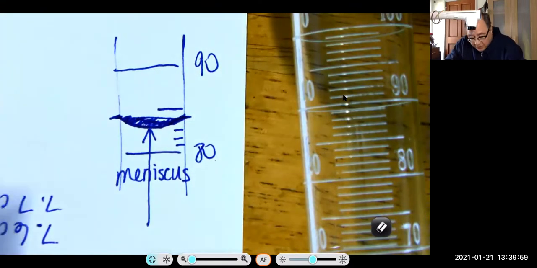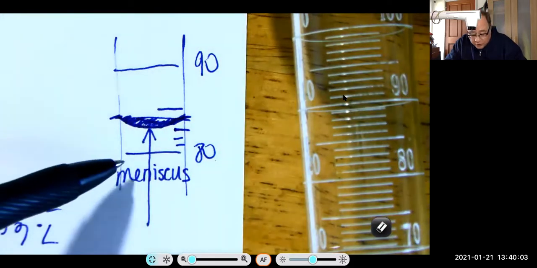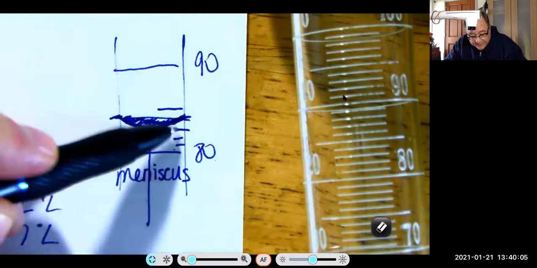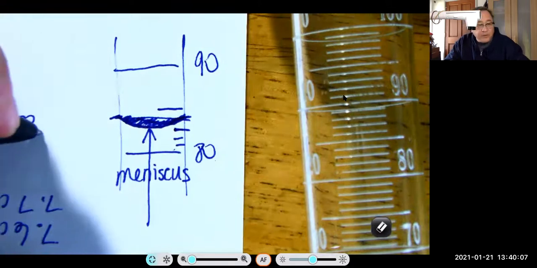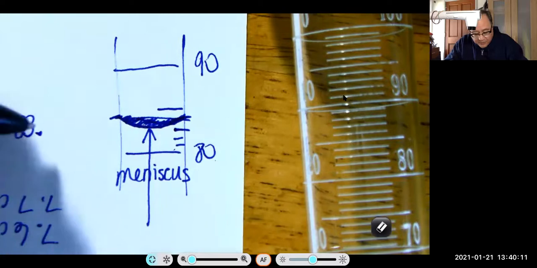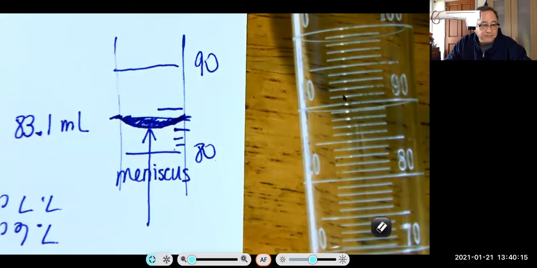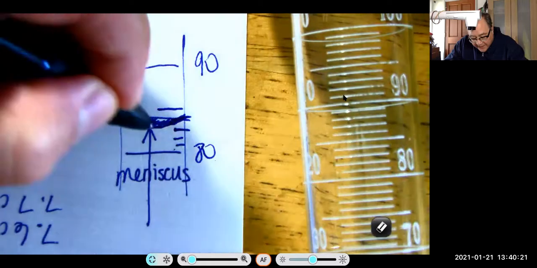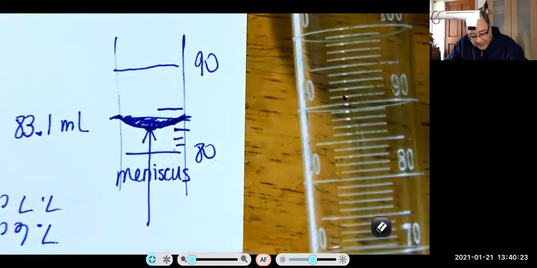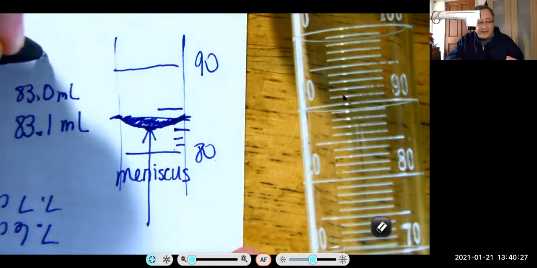Now, based on my drawing here, can everyone see how that meniscus is pretty close to 83? But we should be able to guess how far past 83. I might put 83.1 milliliters based on my drawing. Okay, because it's a little bit past 83, but it's not right at 83. What if it were right at 83? What would we write? We'd write 83.0 because the 0 is a measurement.